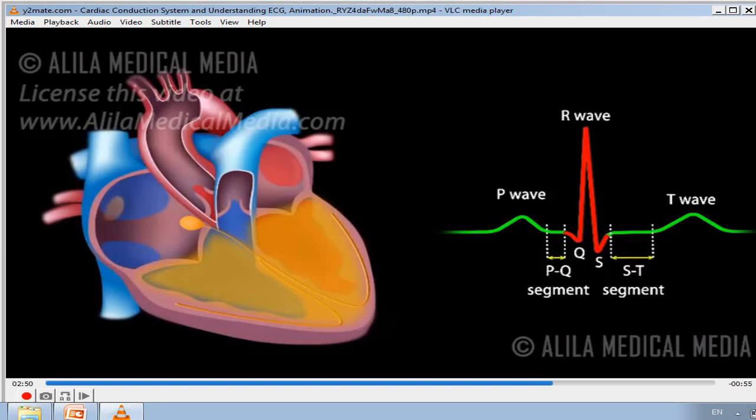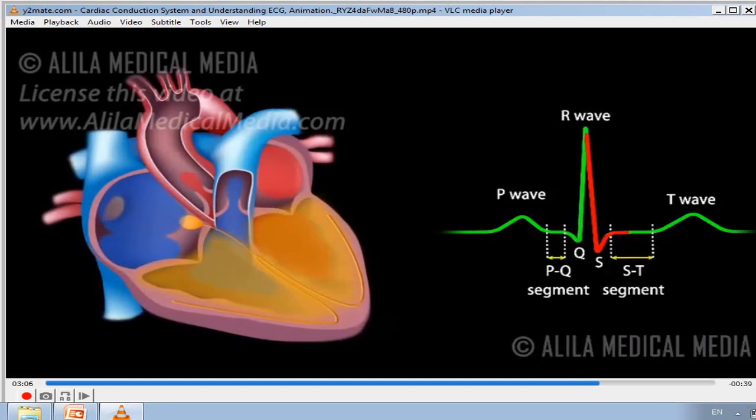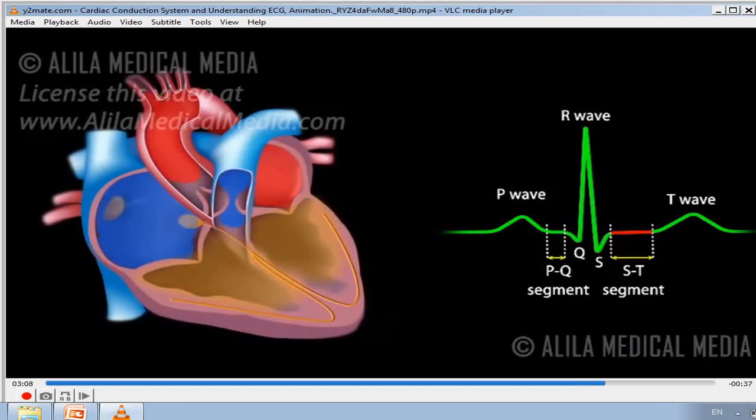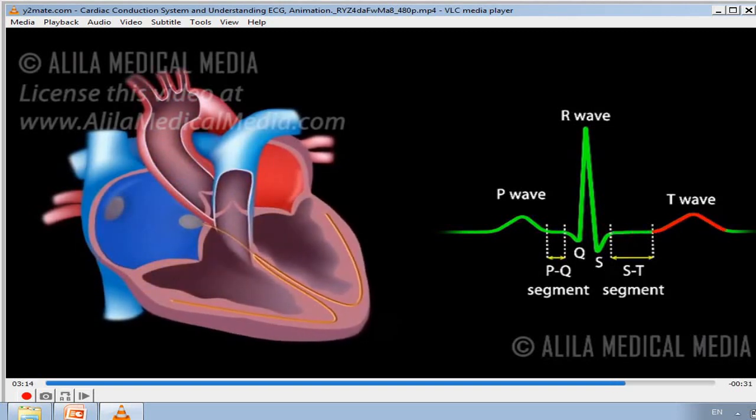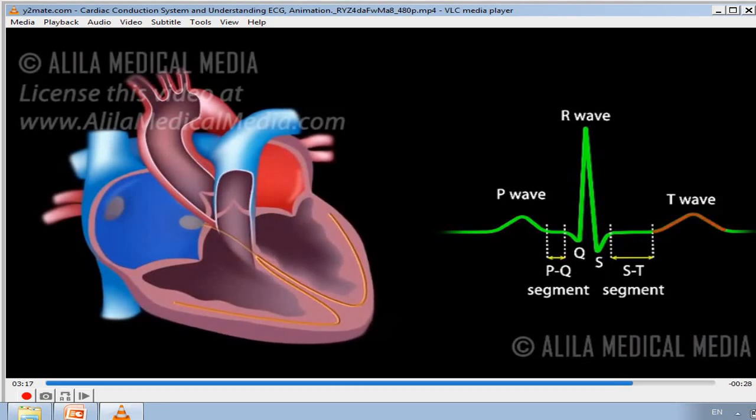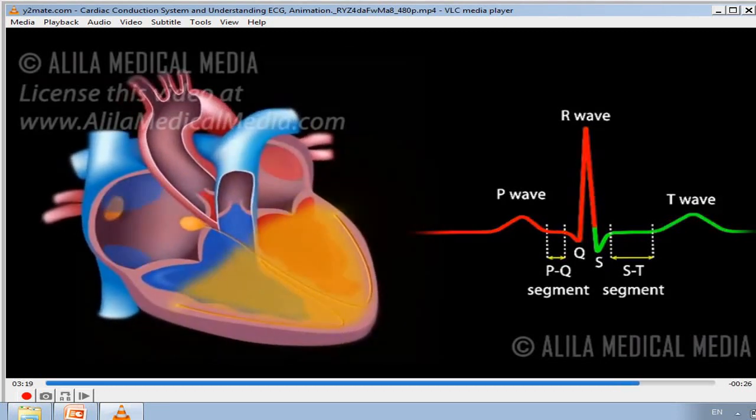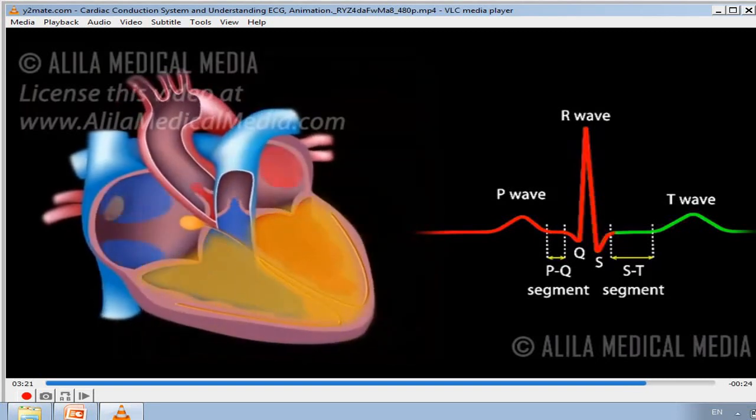Atrial repolarization also occurs during this time, but the signal is obscured by the large QRS complex. The ST segment reflects the plateau in the myocardial action potential. This is when the ventricles contract and pump blood. The T wave represents ventricular repolarization immediately before ventricular relaxation, or ventricular diastole. The cycle repeats itself with every heartbeat.